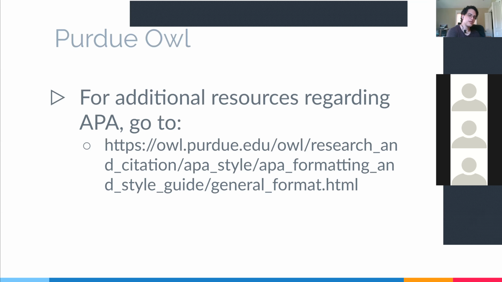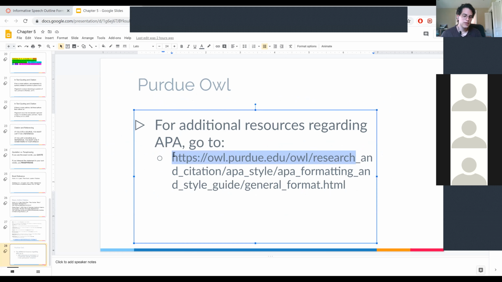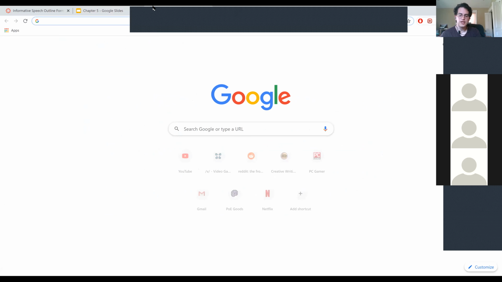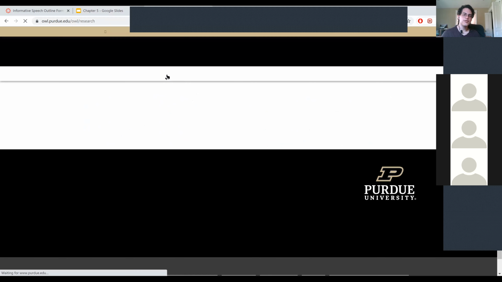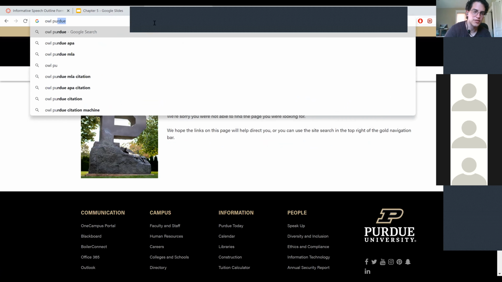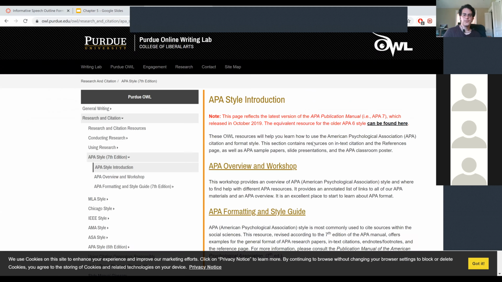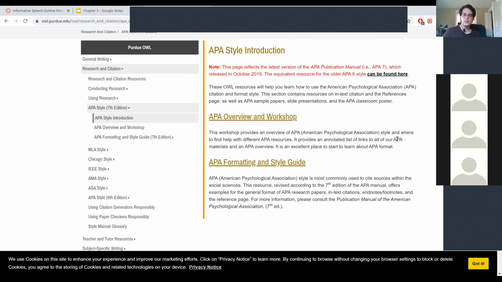For additional resources, you can go to Purdue OWL, which is basically an online resource that no longer has a valid web link. Egg on my face, okay? All right, well, here's a link to Purdue OWL.